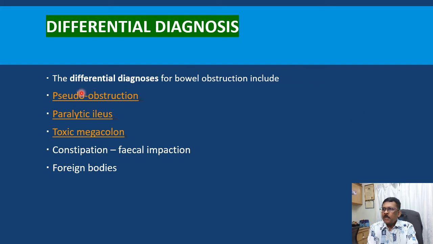Differential diagnosis as listed here: pseudo-obstruction, also known as paralytic ileus, toxic megacolon, severe constipation, especially due to fecal impaction, or foreign body blocking the large intestine, especially the rectum, the left colon, and also at the ileocecal junction.